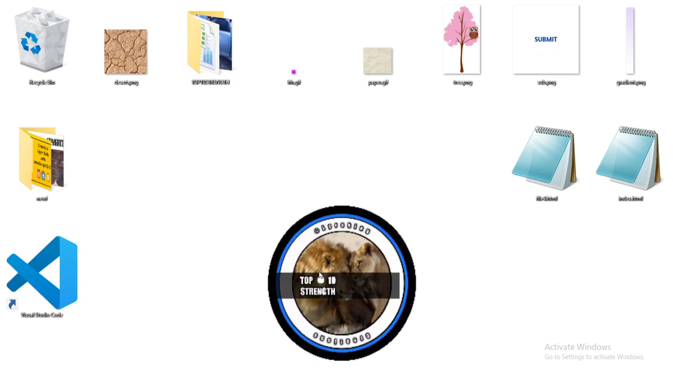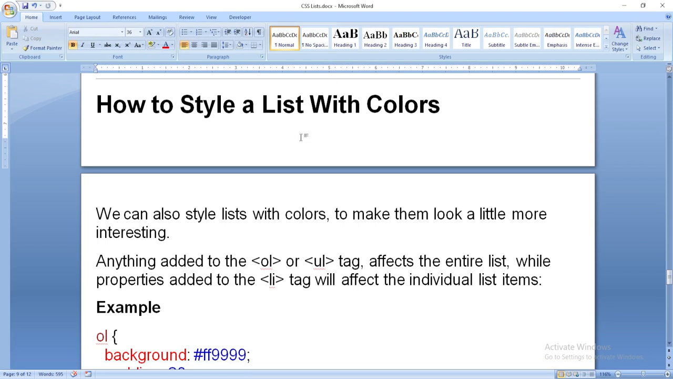Welcome back everyone. Quickly, let's continue our discussion on CSS lists. And right now we'll be discussing how to style a list with colors. We can also style lists with colors to make them look a little more interesting. Anything added to the OL or UL tag affects the entire list, while properties added to the LI tag will affect the individual list items.